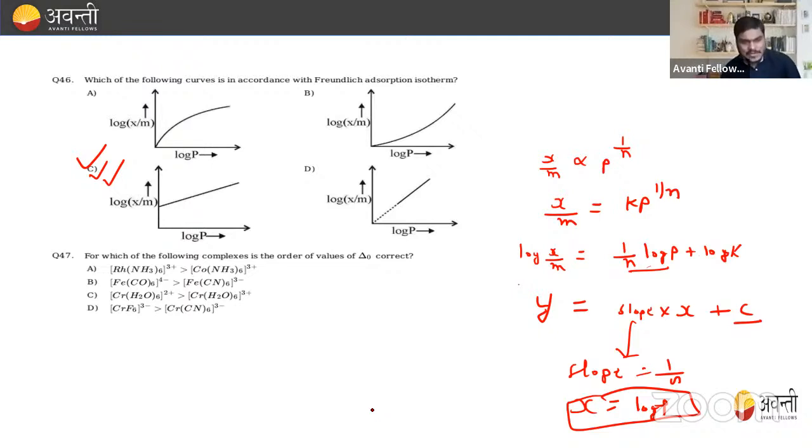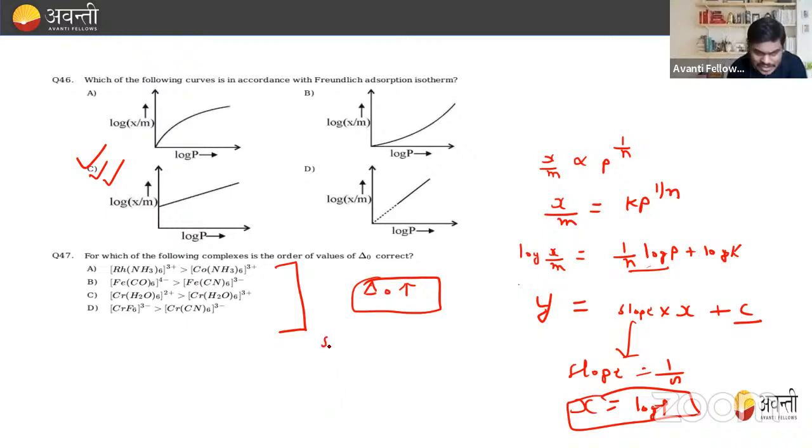Now, shall we move to the next question? Out of these two, which of the following complexes is correct in the order of the value of delta O? Delta O we already discussed in the coordination chemistry chapter. Delta O is the splitting energy. Now, what is splitting energy, and what is the main criteria behind it?